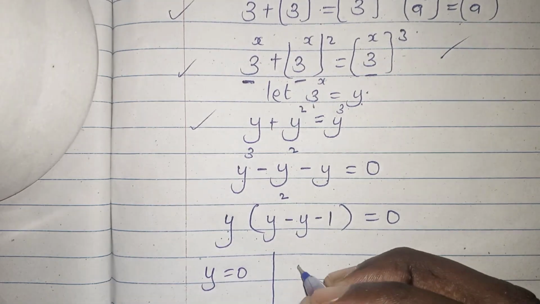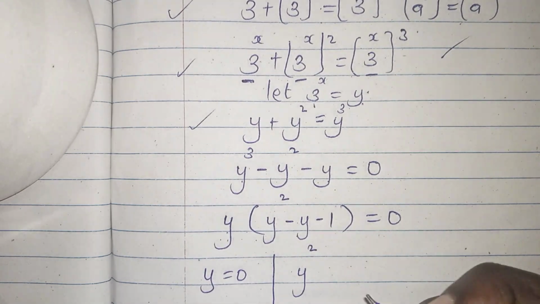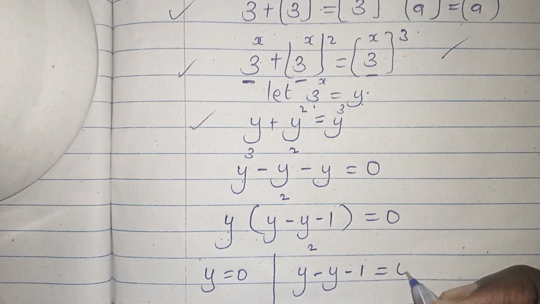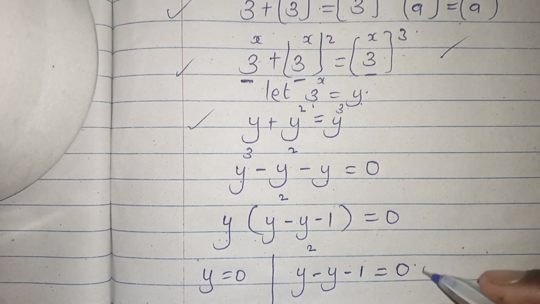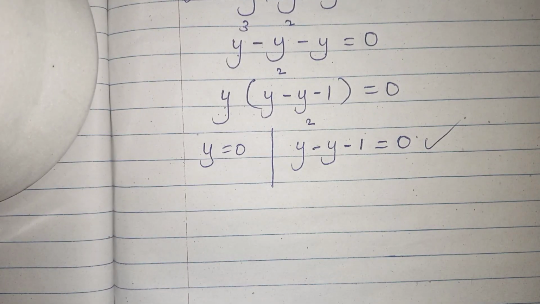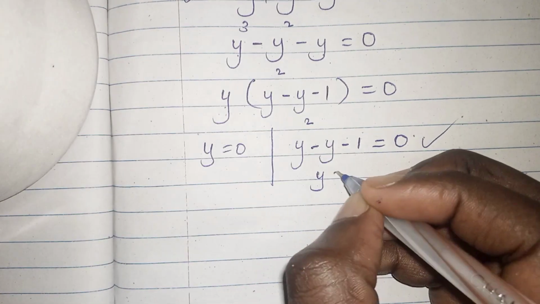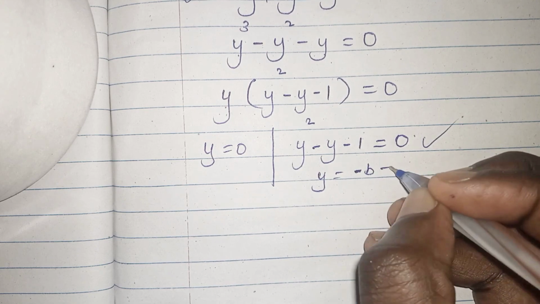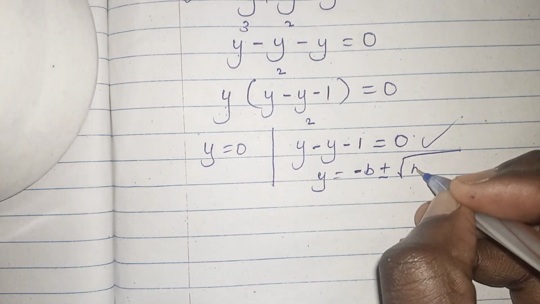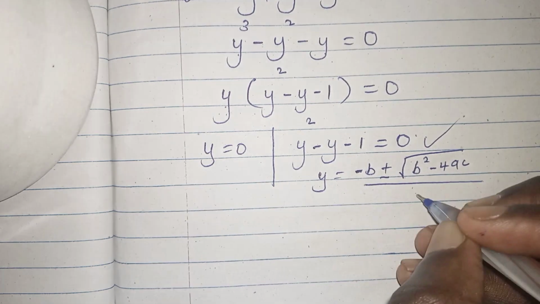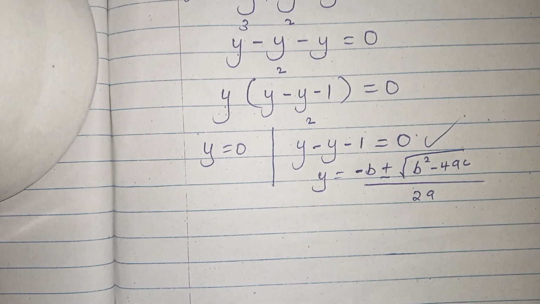Then we have this y squared. So what is inside the bracket? y squared minus y minus 1 is equal to 0. So this is a nice quadratic equation, and we can solve it using the quadratic formula, where y is equal to negative b plus or minus the square root of b squared minus 4ac over 2a, right?